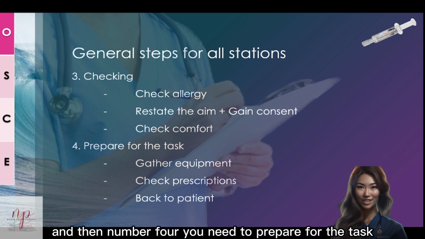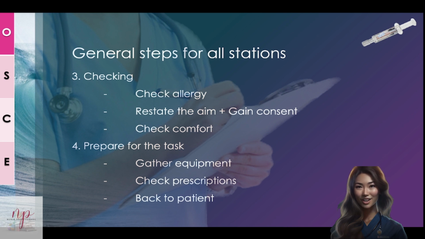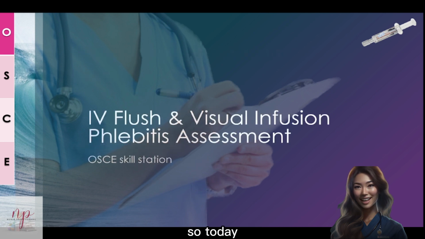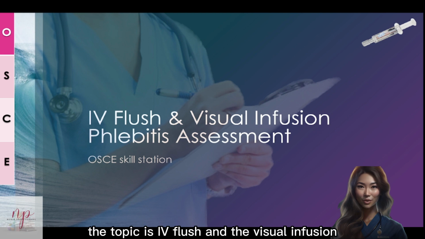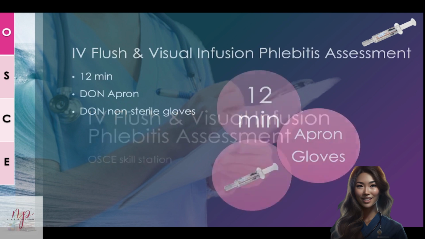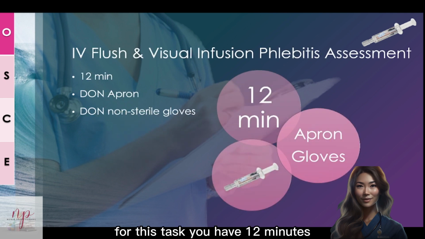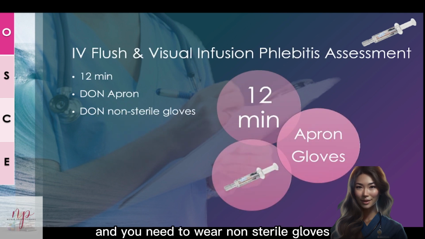And then number 4, you need to prepare for the task. That is to gather your equipment and also to check the prescription if you're giving medication. So today, the topic is IV flush and the visual infusion phlebitis assessment. For this task, you have 12 minutes. You need to wear an apron and non-sterile gloves.